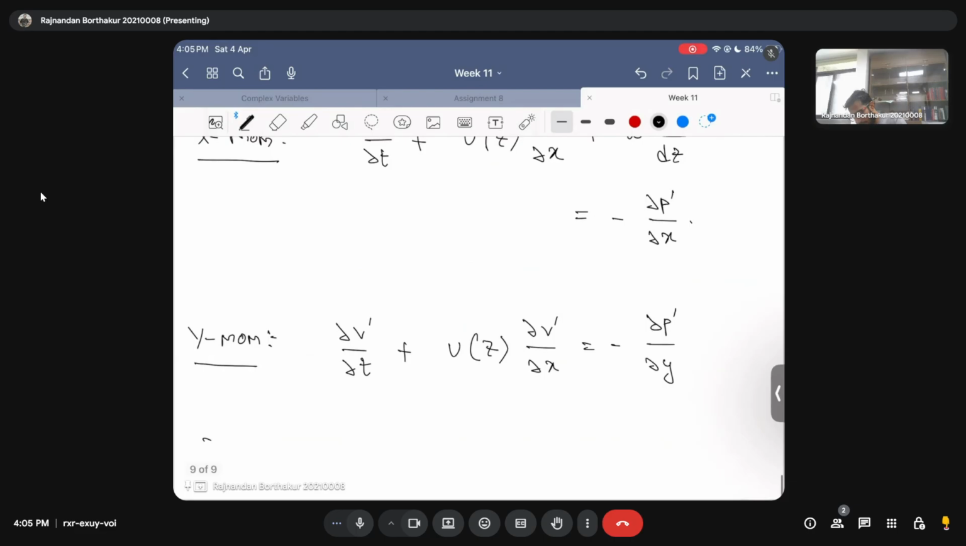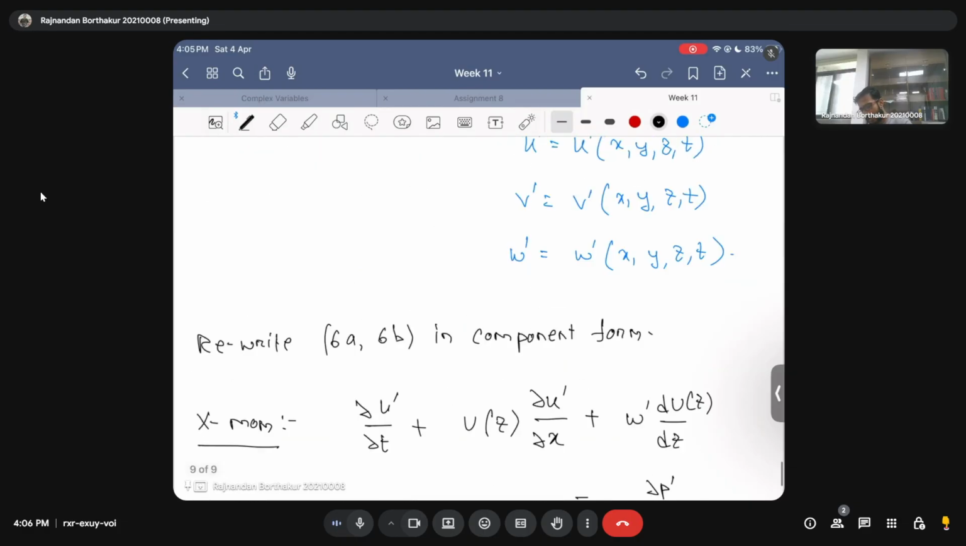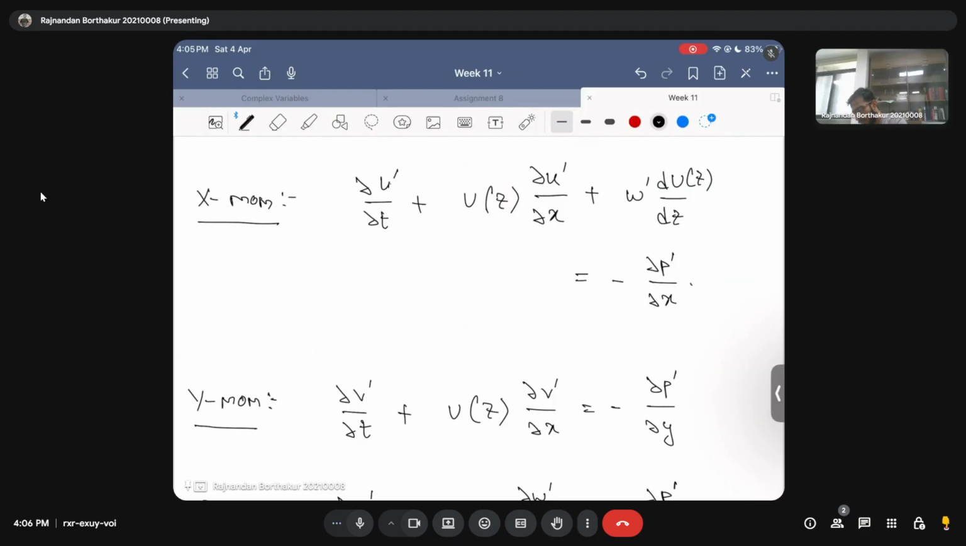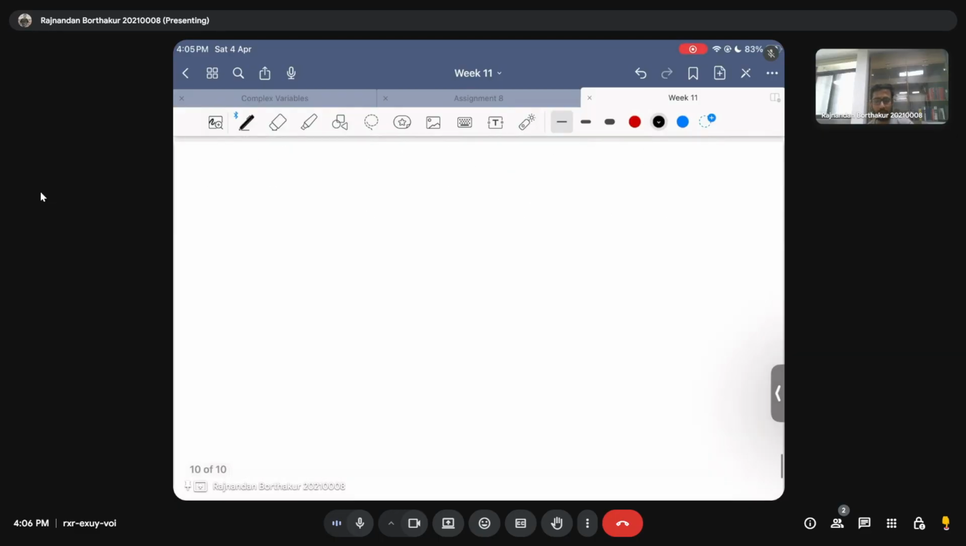And in the z direction, it is going to be del w prime by del t, plus u of z del w prime by del x, equal to minus del p prime by del z. That's it. That's the component-wise representation of the equations which govern the perturbation velocity field u prime, v prime, and w prime.